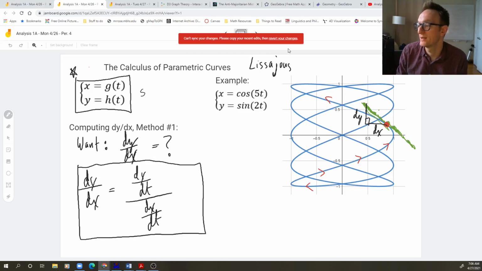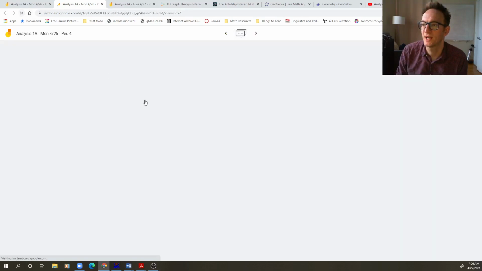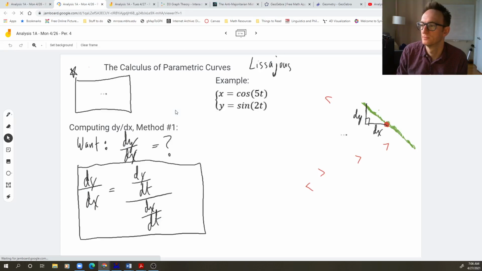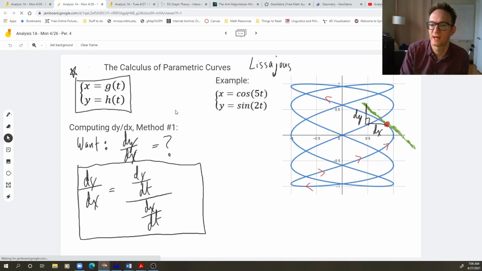I don't know why that would be happening. Come on, Google Jamboard. Why can't we sync our changes? Let's try that again.